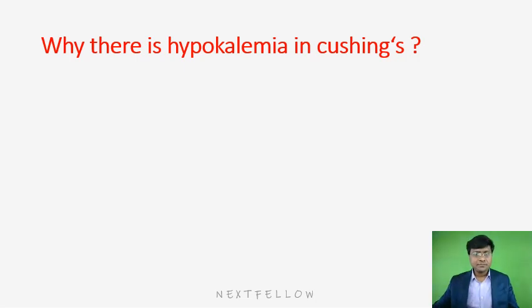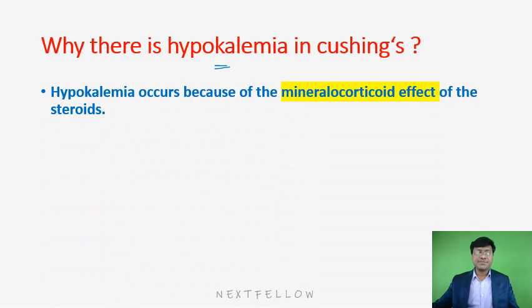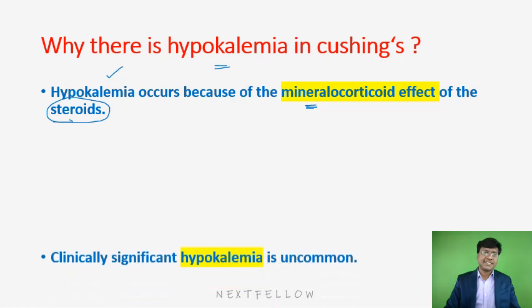Then why is there hypokalemia? That is the mechanism I have taught you. That is because of the mineralocorticoid effect of the steroids. They will have hypokalemia. So hypokalemia occurs because of the mineralocorticoid effect of the steroids.